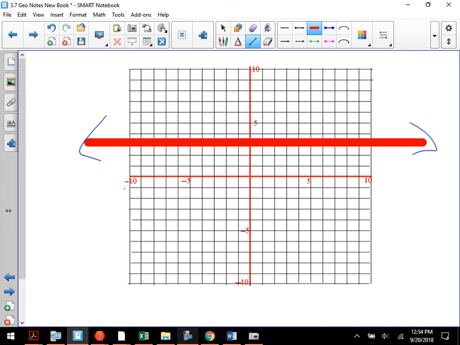So y values never change. Y values for a horizontal line, the y value is constant, which therefore means that the equation of the line is always y equals a number. And if you're looking at slope, yes, I'll help you talk louder.